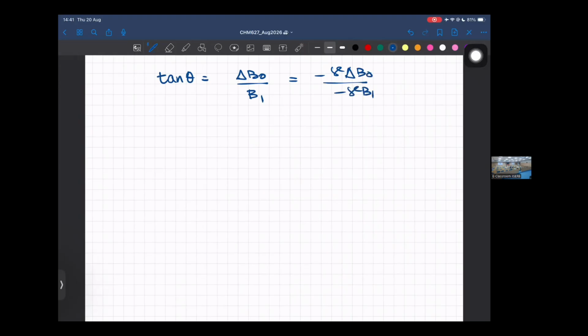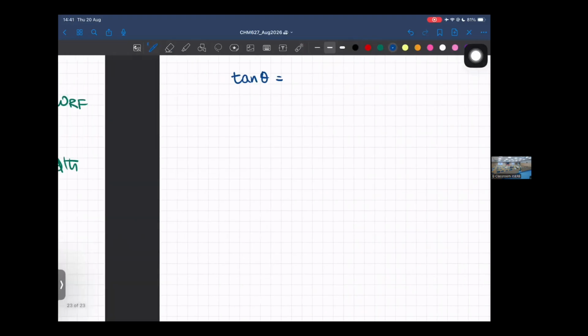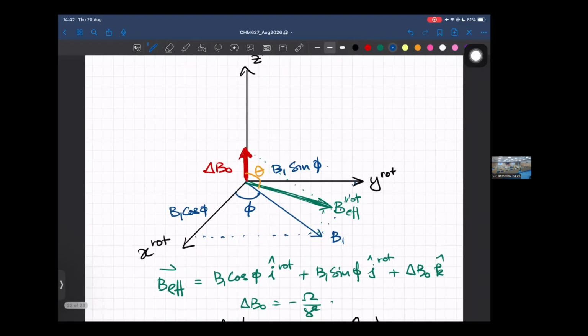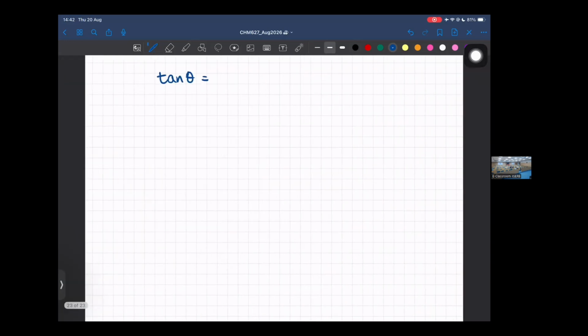I think I'm making a mistake here. No, you guys accepted my wrong definition. Tan theta is opposite by adjacent. So it's going to be B1 by delta B naught, isn't it? Yeah, nobody raised it. I'm blatantly making a mistake. Huh? Be awake. I know after lunch it's tough to be, but which will become omega 1 divided by capital omega.